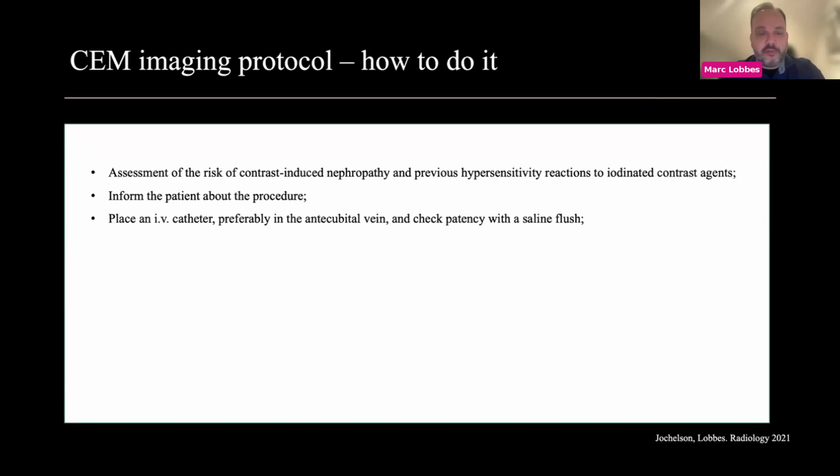We usually prefer to put it in the antecubital vein, and you need to check the patency with a simple saline flush to check whether the catheter is placed within the vein. We administer the iodinated contrast always using an automated injector, followed by a saline flush just to clear the lines and have all the contrast inside of the body.